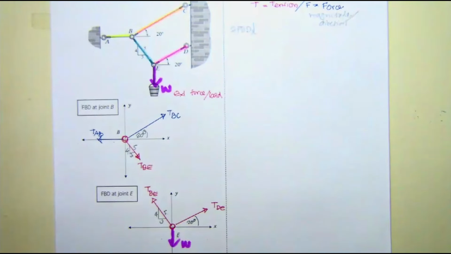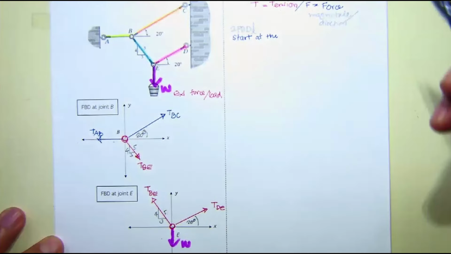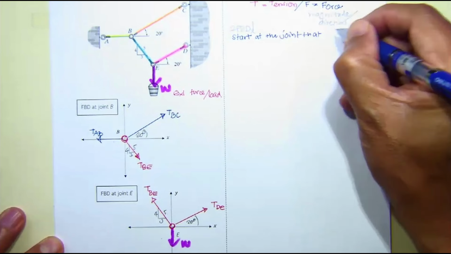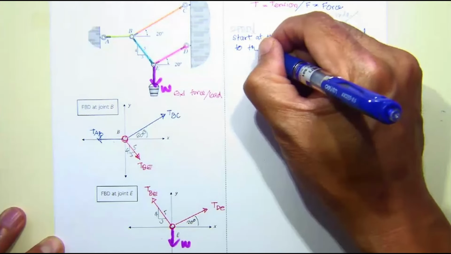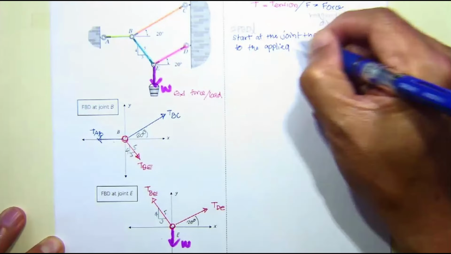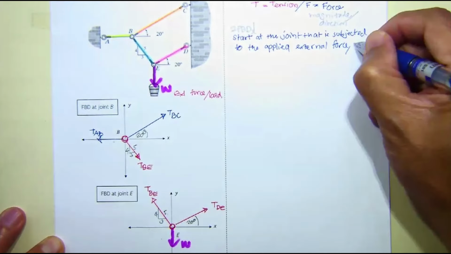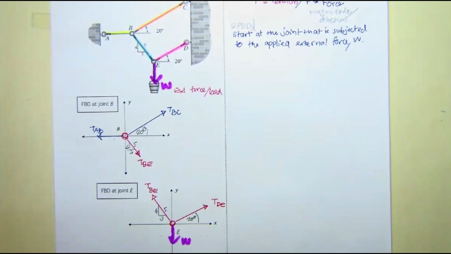And which one do you have to start first? We have 2 diagrams. Which one are we going to start first? We always start at the joint that is subjected to the applied external force. Okay, this one is going to be W. We will start from this one.